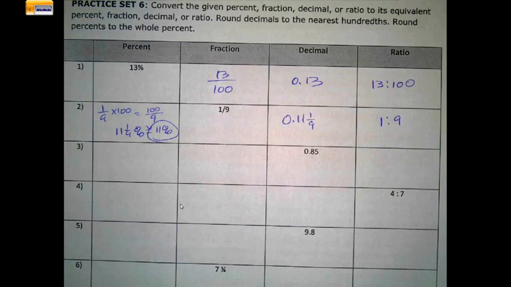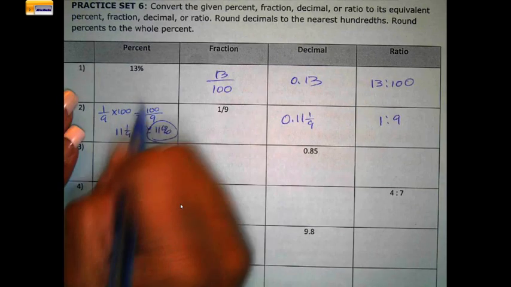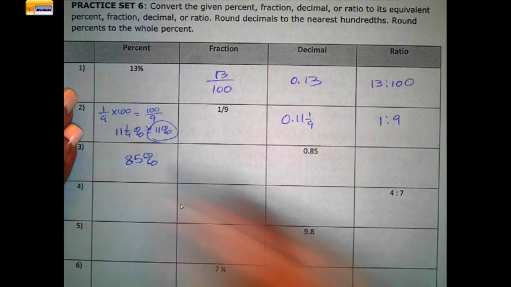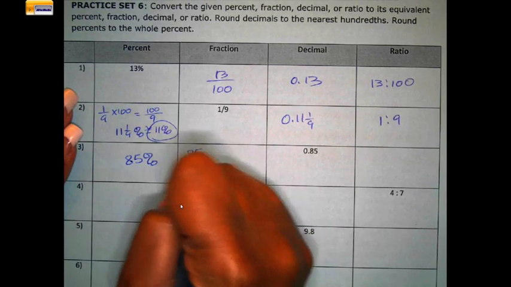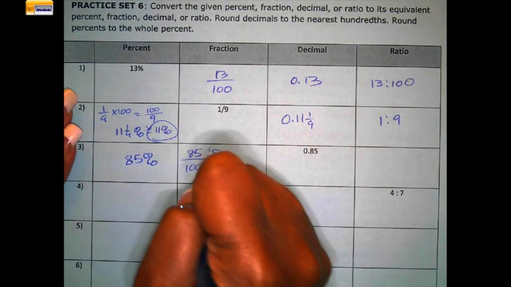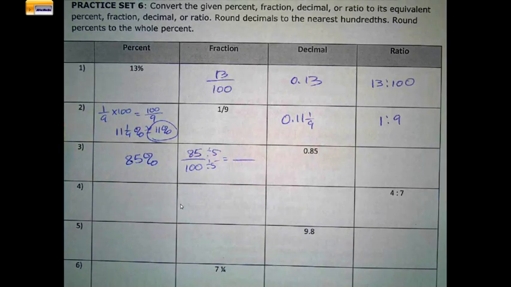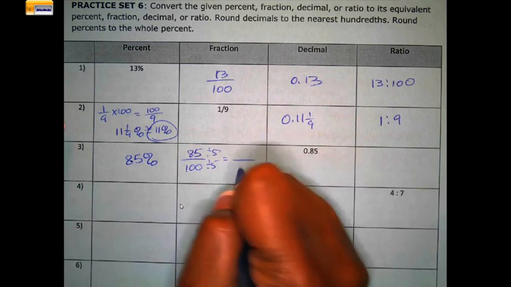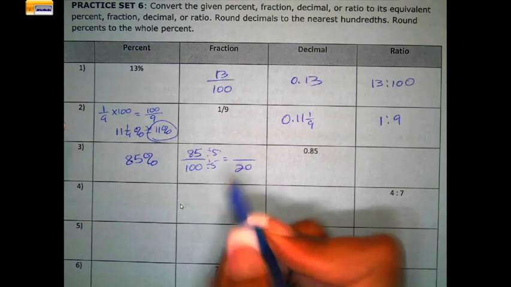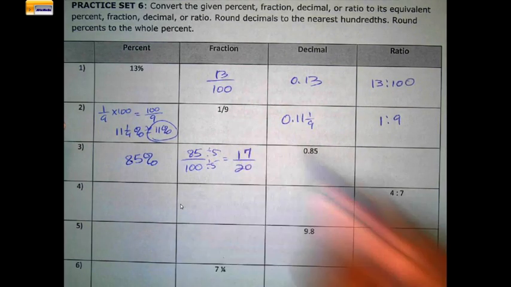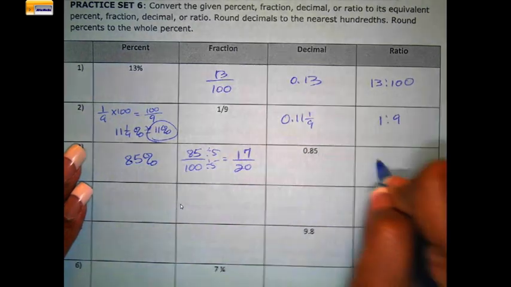On number 3, I gave you a decimal. You give me the others. What's the percent? What's the fraction? It doesn't have to say reduce. What is the fraction? What's the ratio? You can't get the ratio without that fraction.